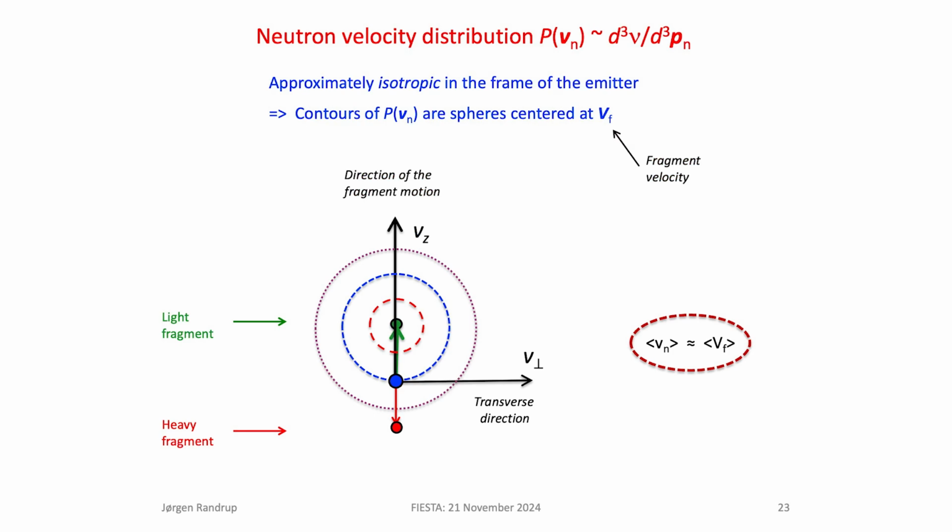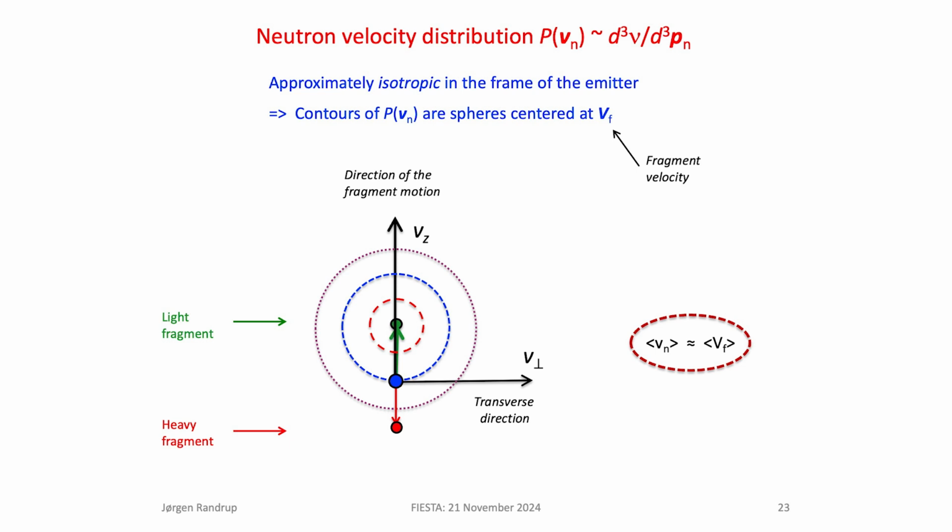I want to now give you a pictorial impression of where the neutrons are sort of in velocity space, because I find it very helpful. I want to make a kind of a contour diagram. The emission of the neutrons is approximately isotropic in the frame of the light or heavy fragment. So therefore the contours become spheres around the fragment velocity. So let me try to draw it here.